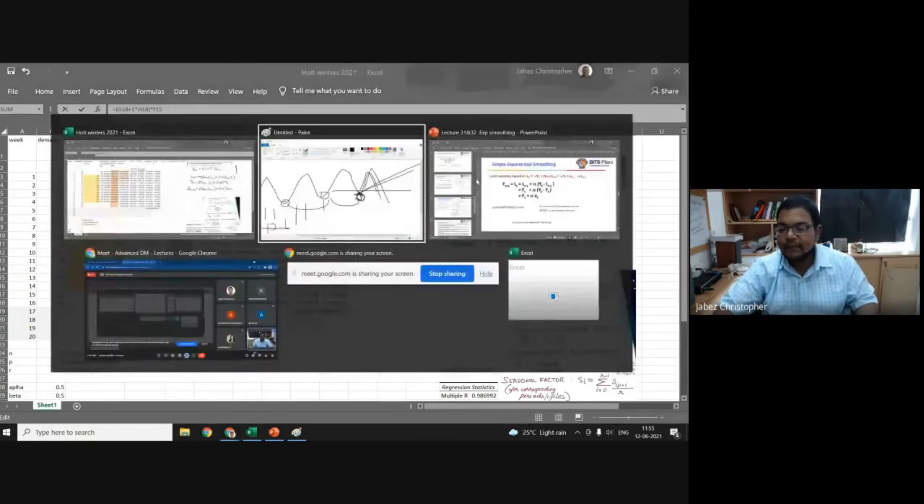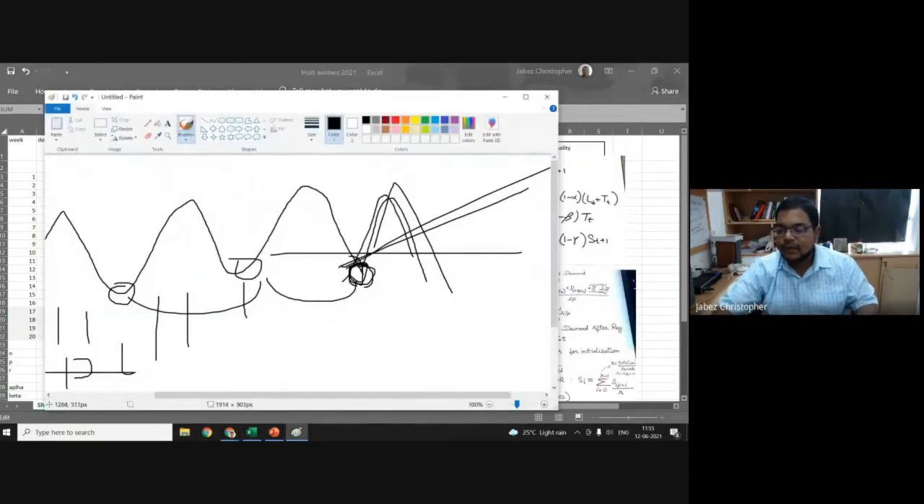Go to my paint diagram. Seasonality at this point, from where will I model seasonality? Based on this point. The seasonality for this point will be based on this point. The seasonality for here will be based on this. Got it? Yes or no?